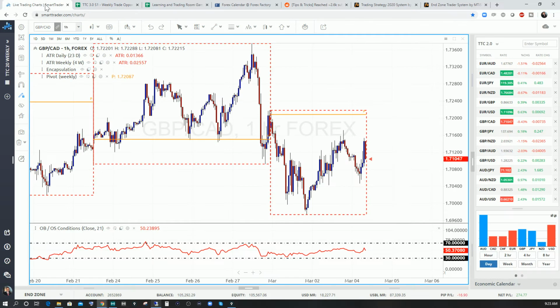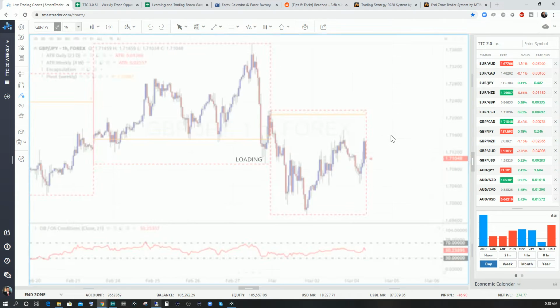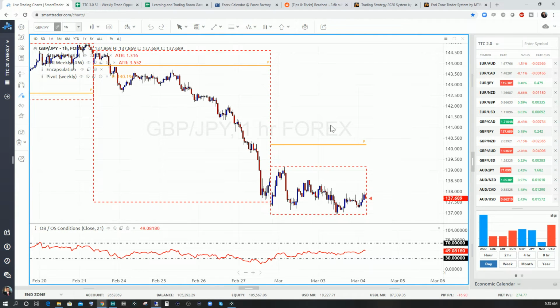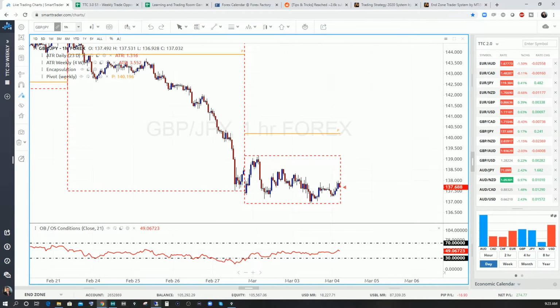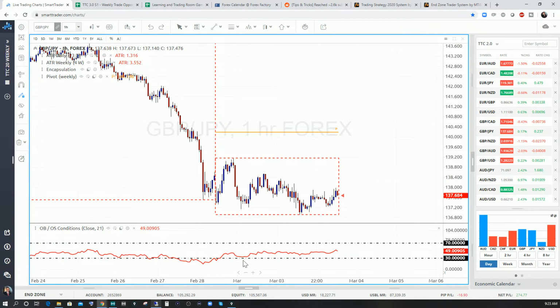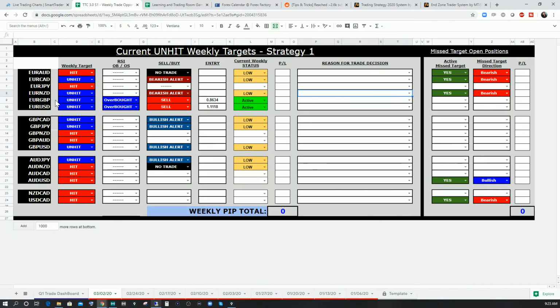Let's go to Pound JPY. Let's take a look at that. All right, here's Pound JPY right here. Sideways, no real movement out of this. What do we call this, a low probability as well? Yeah, we did. All right, looks like it's a little range bound.